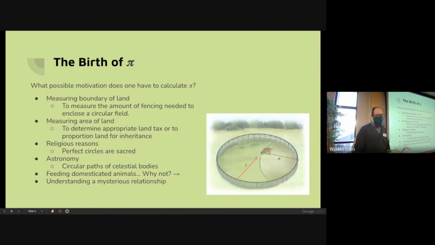And then finally, I throw this in there because I think it happens at some point, understanding a mysterious relationship. It might have been motivated by practical purposes, land usage, money, animals, religion, astronomy. But at some point it was like, no, this is just weird, and now I feel like I have to figure this out. I have to know what pi is because we've been working on it for so long for our practical purposes, and it got to this really abstract place.